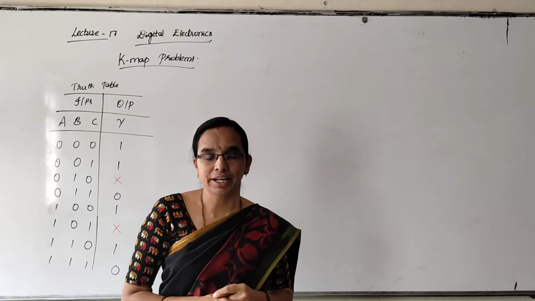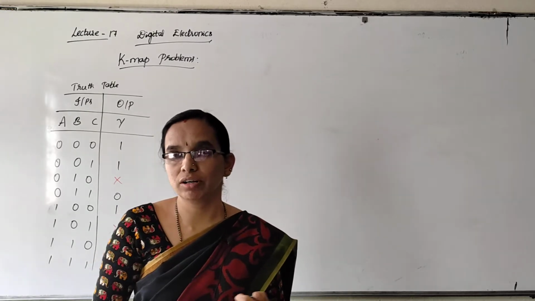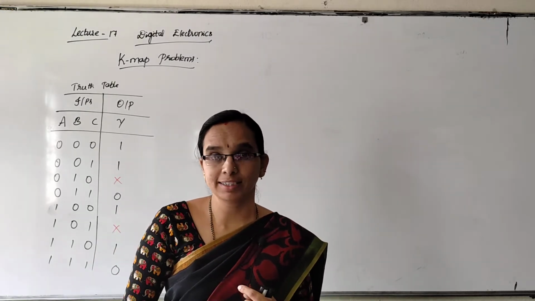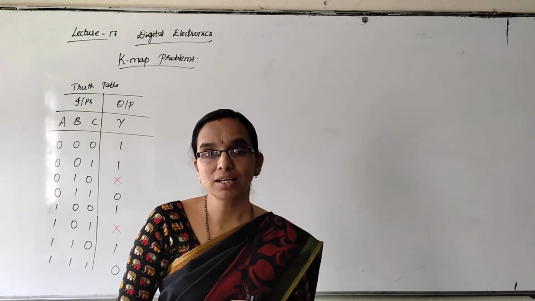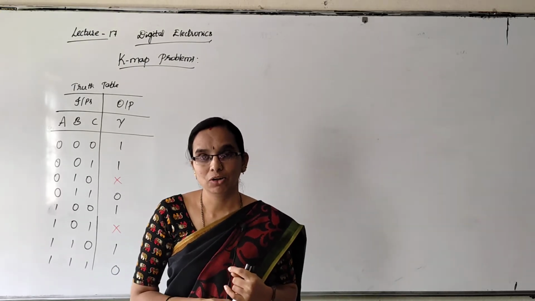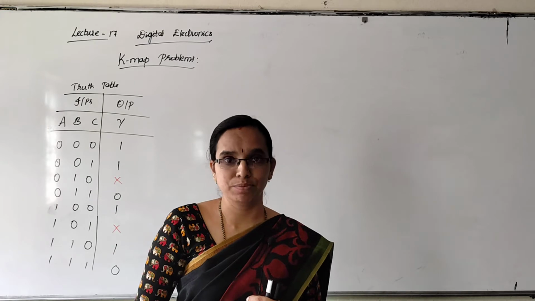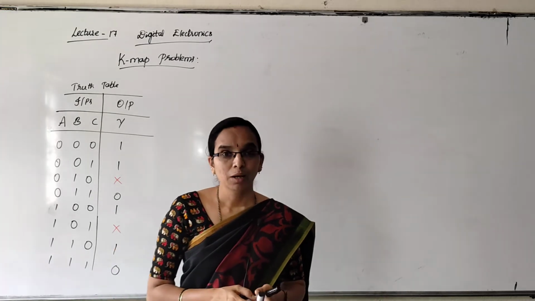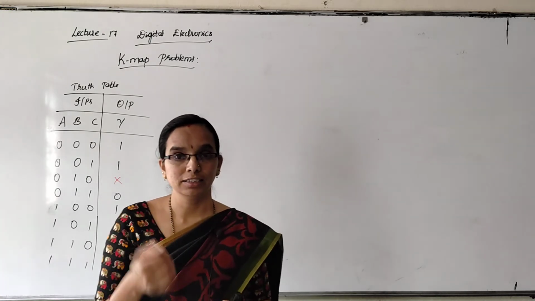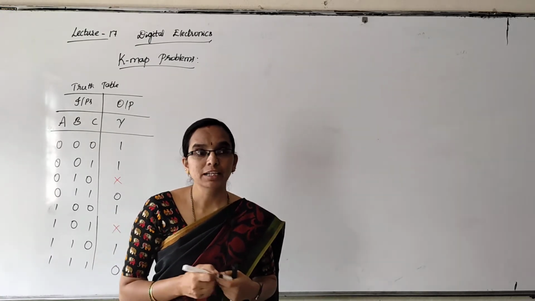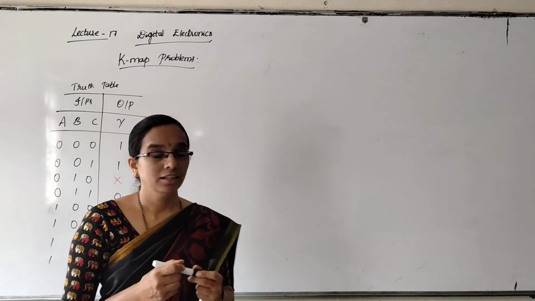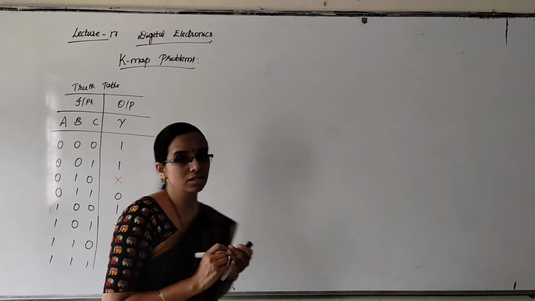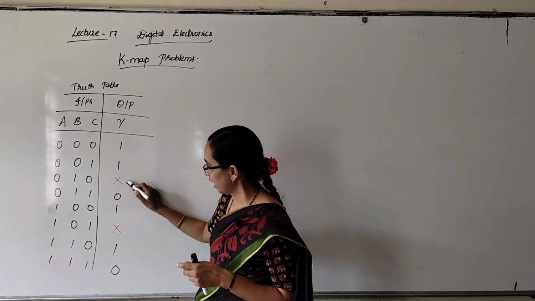We have already studied how to plot Karnaugh map for a given truth table, for a given Boolean expression, and also for given min terms, and also solved some basic problems too. Before going to the next problem in Karnaugh map, let us know about one more concept, that is x.